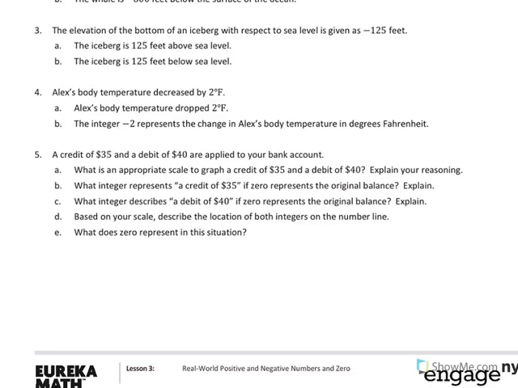It's easier. Right here. Alex's temperature decreased by 2 degrees. So A, Alex's body temperature dropped 2 degrees. B, the integer negative 2 represents the change in Alex's body temperature in degrees Fahrenheit. Which one is correct? Okay, so for this one, they're actually both correct. Alex's body temperature dropped 2 degrees. So the drop is the same as decrease. So that's correct.